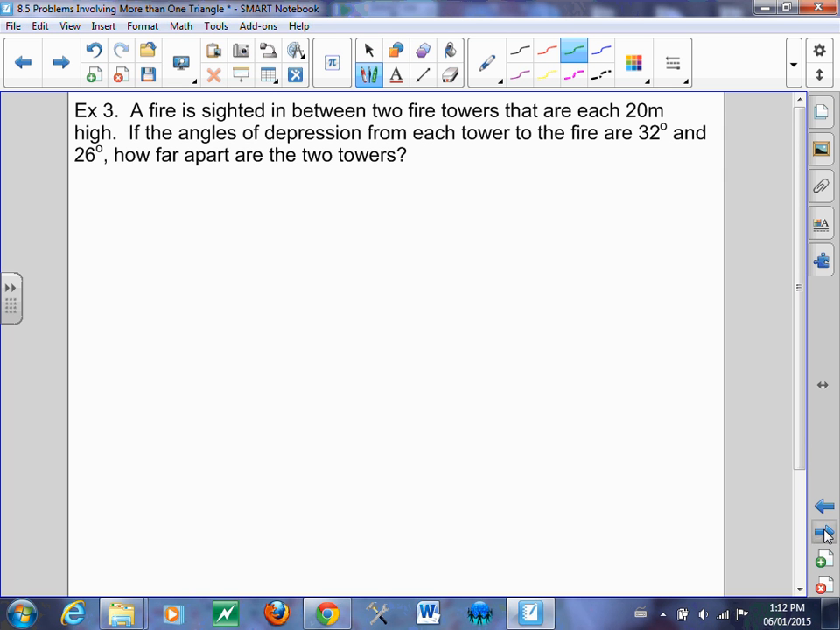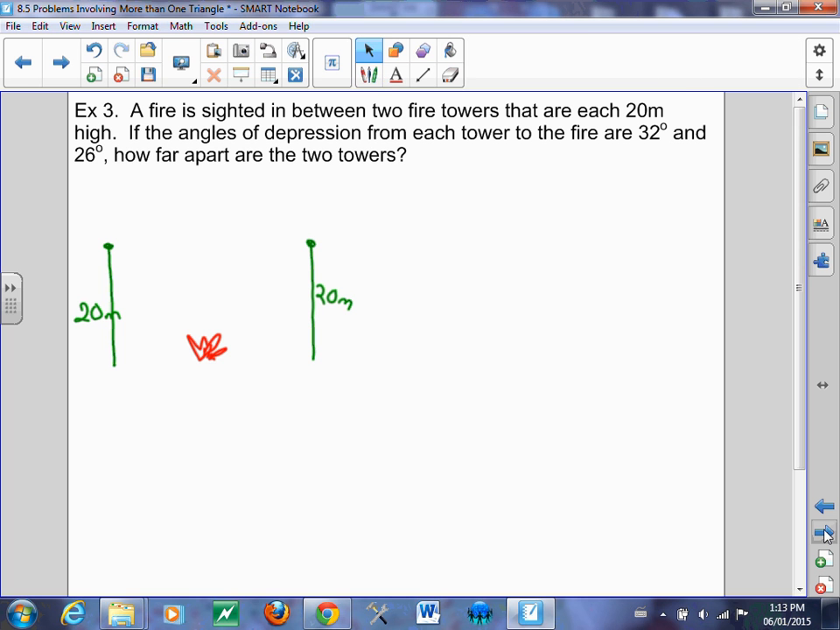It says a fire is sited between two towers that are each 20 meters high. So here's tower 1, 20 meters high. Okay, here's tower 2, which is 20 meters high. And it said if the angles of depression from each, let's put the fire somewhere in the middle here. Do you like my little fire? There we go. Okay. Question, sorry, let me just fill this in. Okay, so it says if the angles of depression from each tower to the fire is 32 degrees.